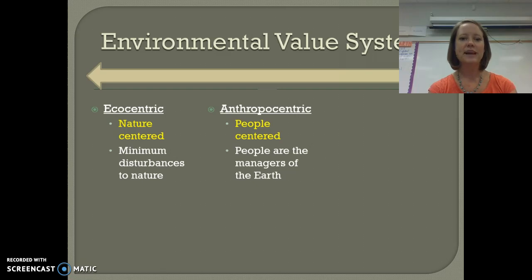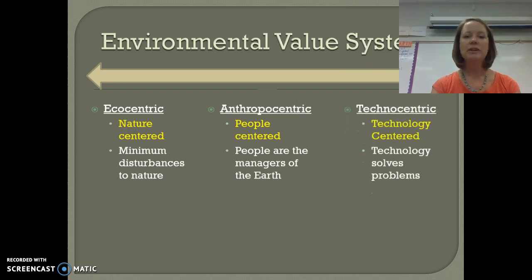Anthropocentric, the prefix anthro means human or man, so that is our people-centered value system, that we are here to manage the earth. It's not the idea that the earth was here first and we're just visitors, but that we can manage the earth. We can live here in a way that we can use the earth's resources. Then our last viewpoint is technocentric, which is a technology-centered idea. And that's that no matter what issues or problems we create, we will be able to solve them through technology or human ingenuity.